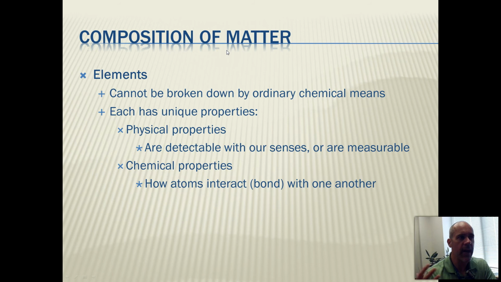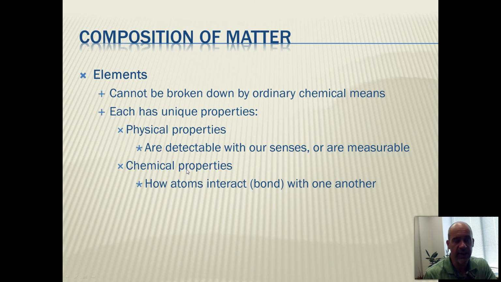All right, and so all this matter in the whole universe is composed of different elements. Elements are things like carbon, hydrogen, nitrogen, sodium, and you can't break those down any further and still have something with the same exact properties. So that's what an element is. Each element does have unique properties that are associated with that element. Those include physical properties and they include chemical properties.